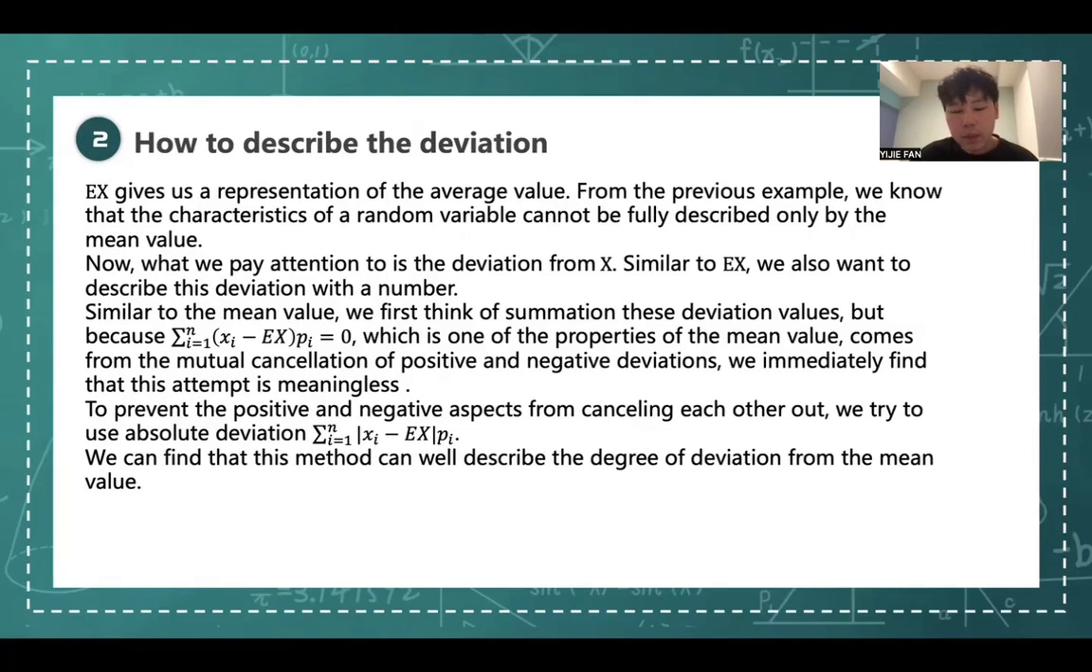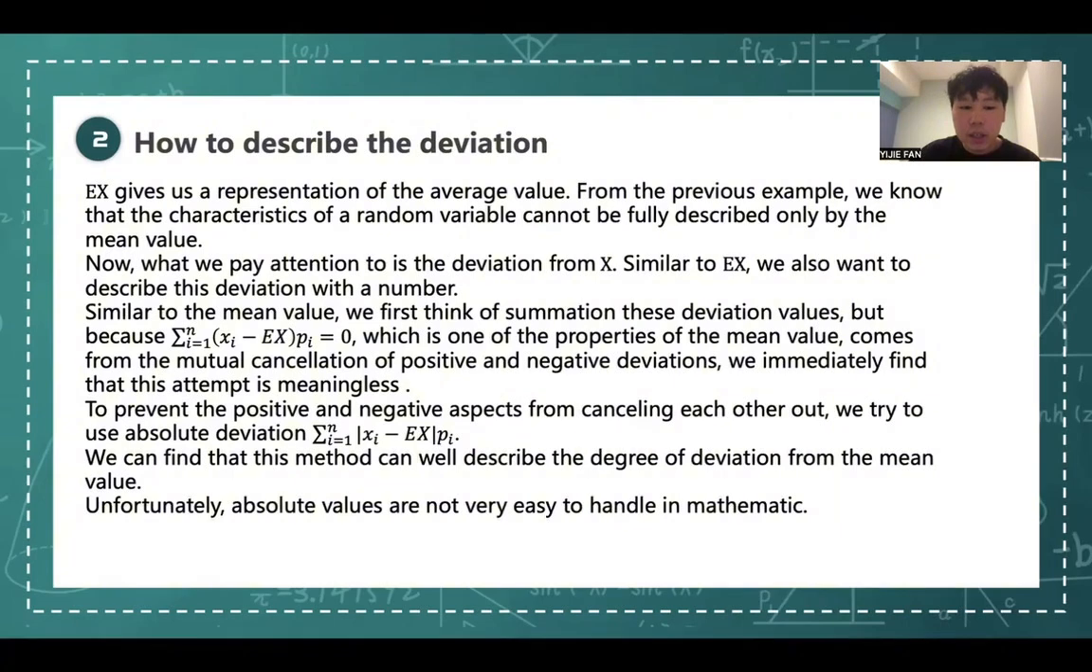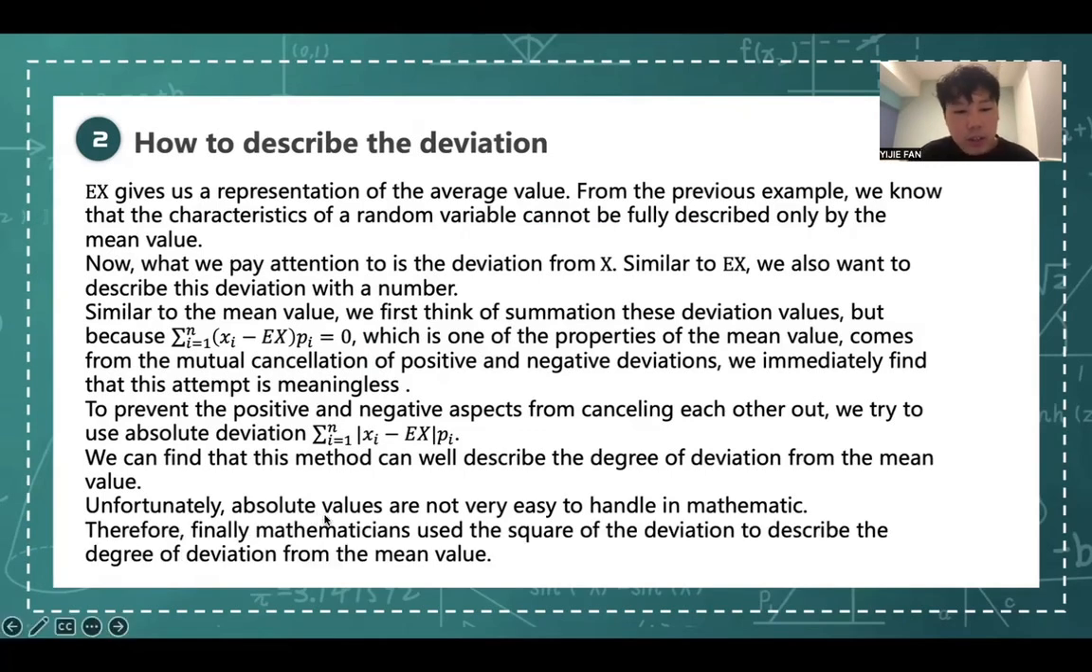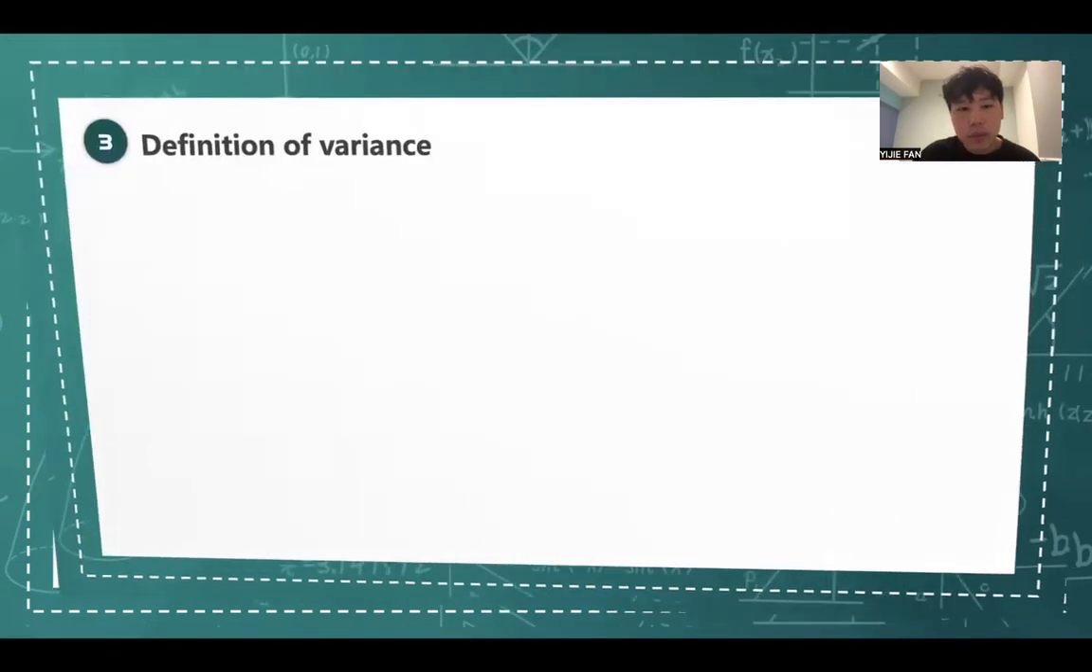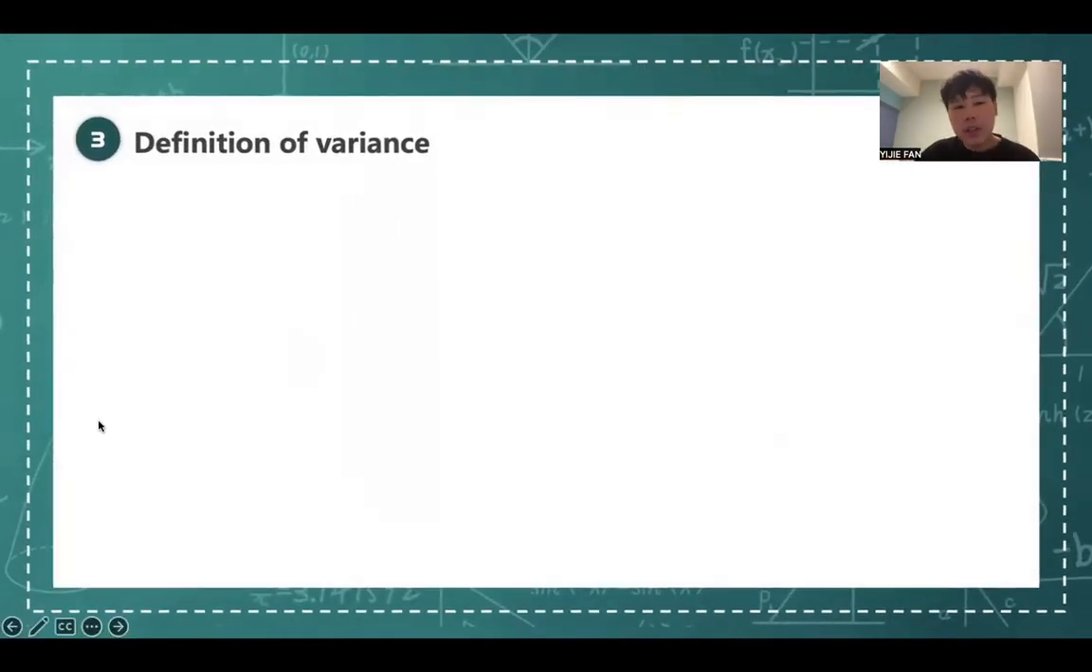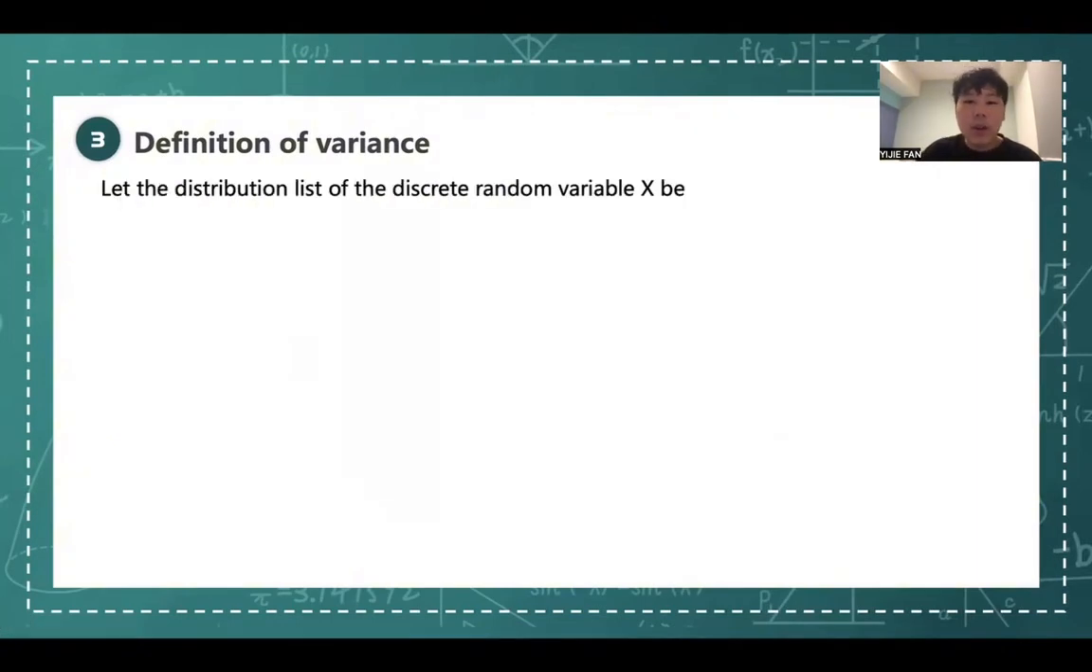from the mean value. But in mathematics, absolute values are not easy to handle in some real problems. So finally, mathematicians use the square of the deviation to describe the degree of deviation from the mean value. We call it the variance. Now we give the definition of the variance. Okay, then the distribution list of the discrete random variable X.